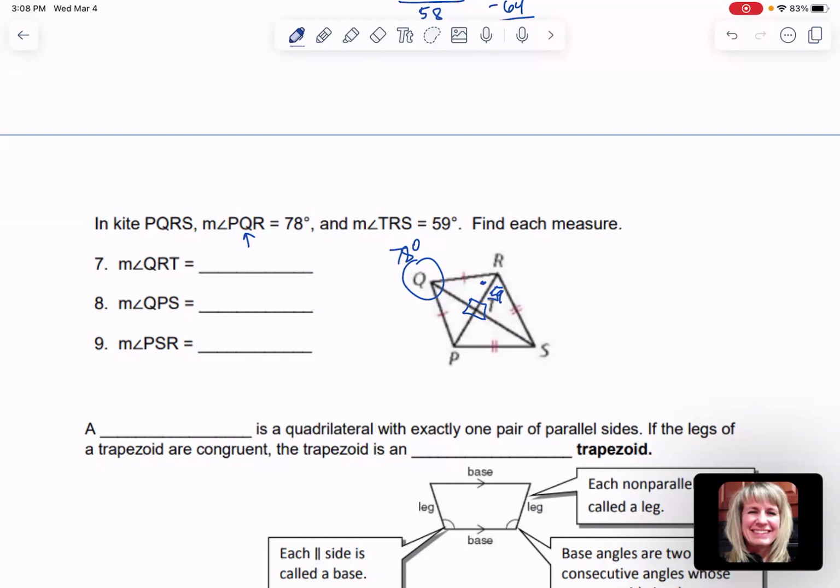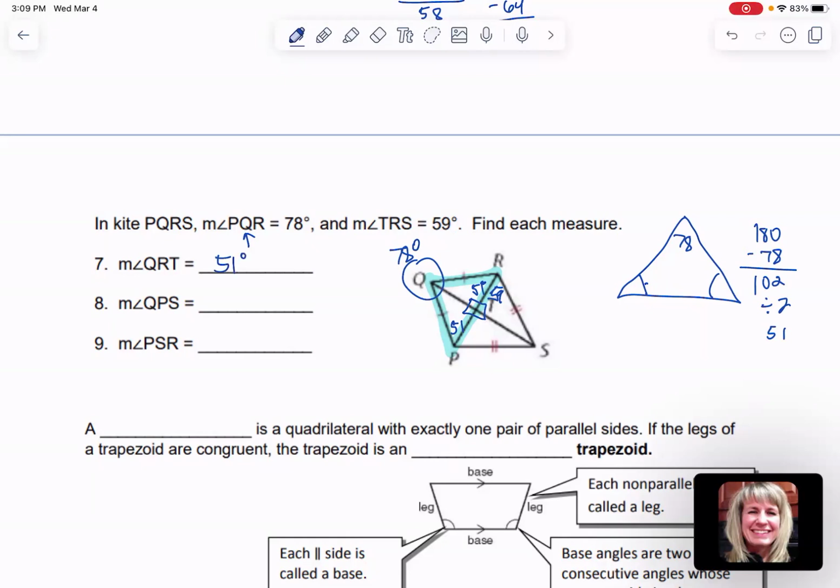Let's see. I know, again, that this is an isosceles triangle. And I know that the top angle of that isosceles triangle is 78 degrees. These base angles are equal. So if I do 180 minus 78, I get 102. And I know that those 2 angles are going to be congruent to each other. So I can divide that by 2. So I get 51 for each of these angles here. So angle QRT is 51 degrees.